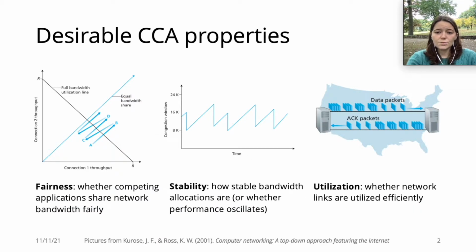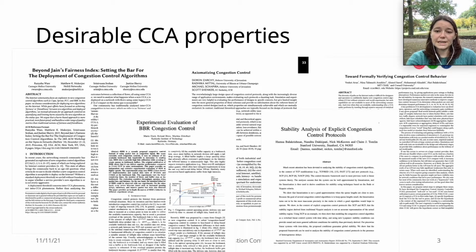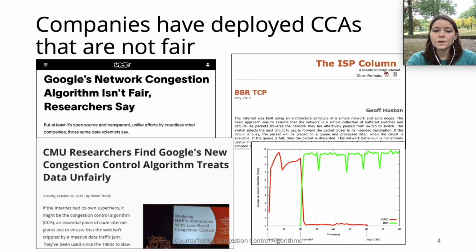Congestion Control Algorithms, or CCAs for short, determine important properties of the Internet, such as whether or not competing applications share network bandwidth fairly, how stable bandwidth allocations are, and whether network links are utilized efficiently. These and other properties of CCAs are a topic of active study for researchers in the networking community, and we know companies have deployed CCAs in the past that didn't satisfy these properties.